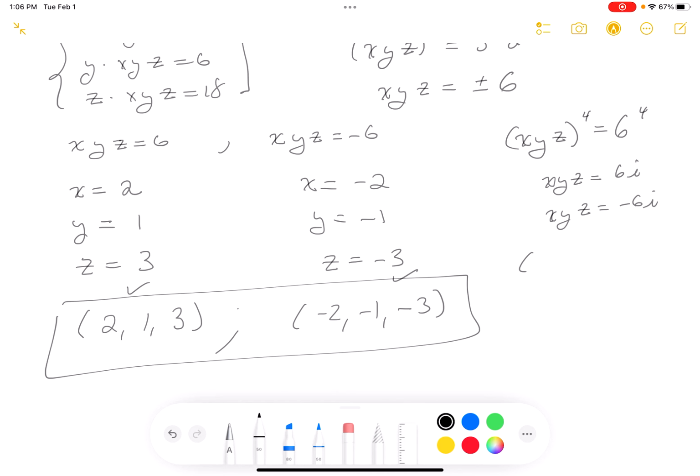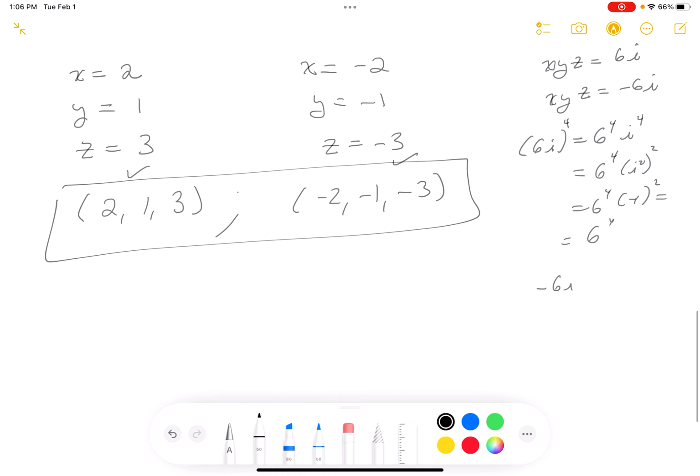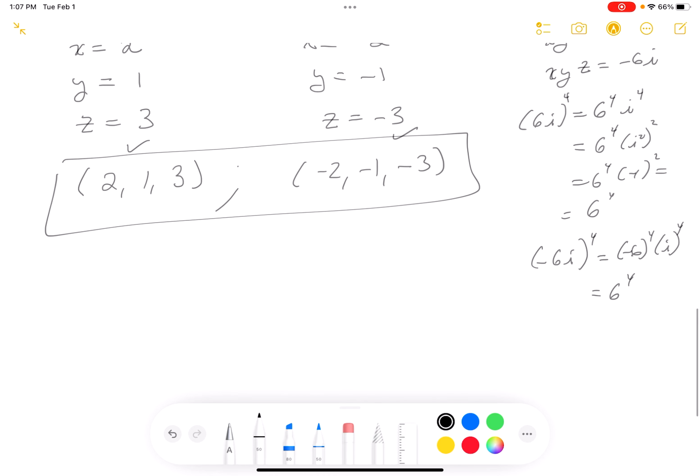Let me just go through that with you. So if you took 6i and put it to the fourth power, you certainly get 6 to the fourth power, but you also get i to the fourth power. And let me just review that with you. 6 to the fourth, i squared. What's i squared? It's minus 1. And what's minus 1 squared? It's 1. So you still get 6 to the fourth. Now, if I did the other one, minus 6i to the fourth power, that's minus 6 to the fourth, i to the fourth. This is going to be 6 to the fourth. And we just did i to the fourth as 1. It's still going to be the same answer. So maybe I should write those down too.